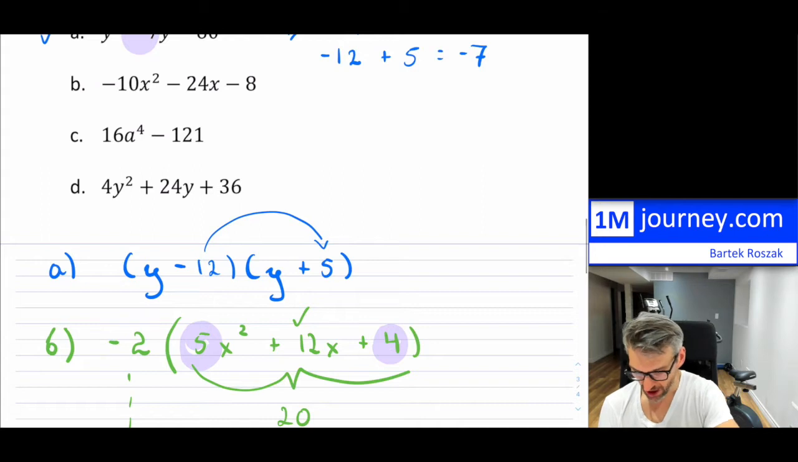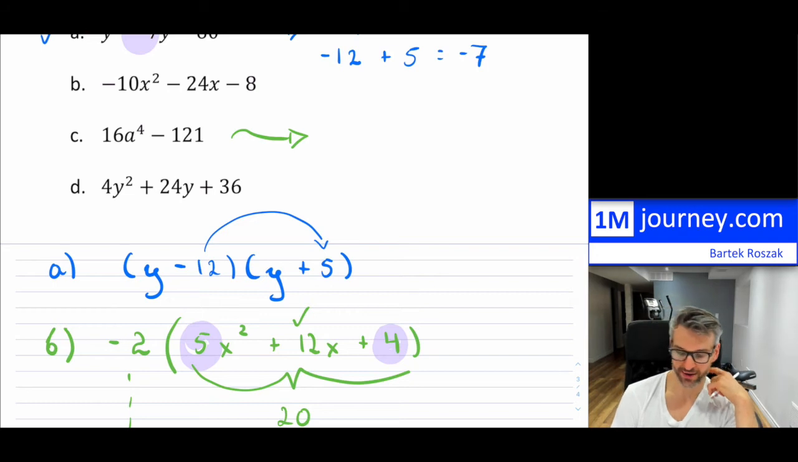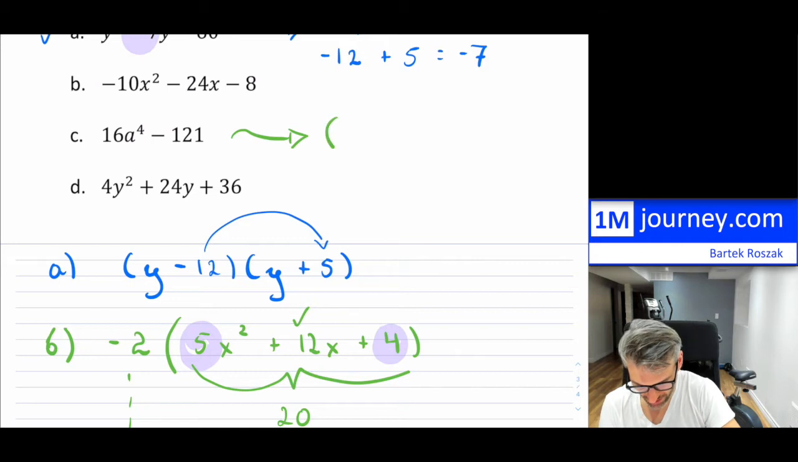Now C, all right, C is nice. So right away when I see this, this is actually not a quadratic. It's a to the 4, right? So the exponent is 4, so it's not a quadratic. However, I can see that there's a difference of squares there. For example, the 16 is just 4 times 4. A to the 4th is just a squared to the square. And then 121, well, if you take the square root of that, it's actually 11, right? So that's a difference of squares.